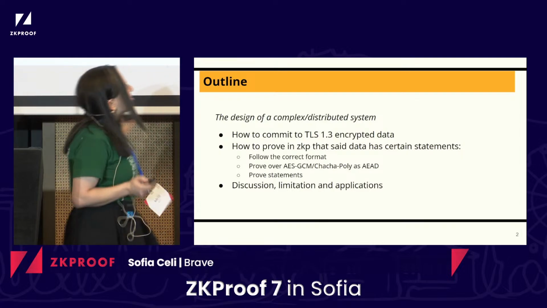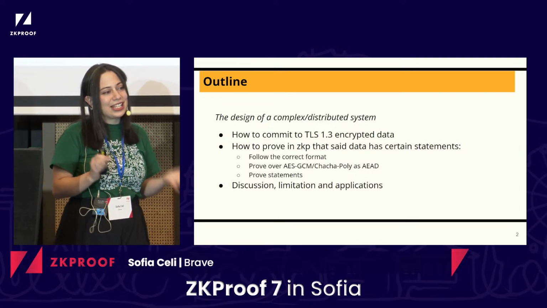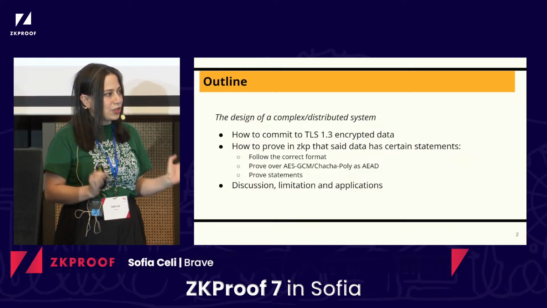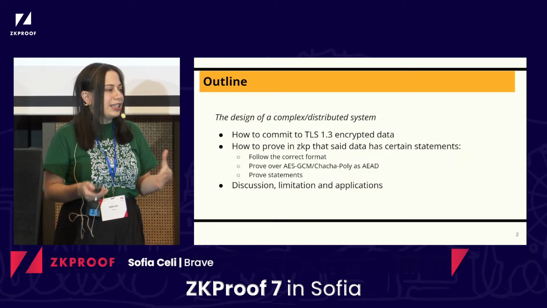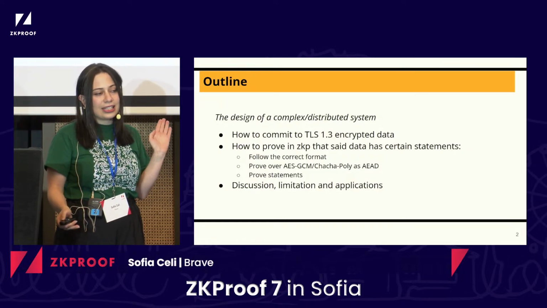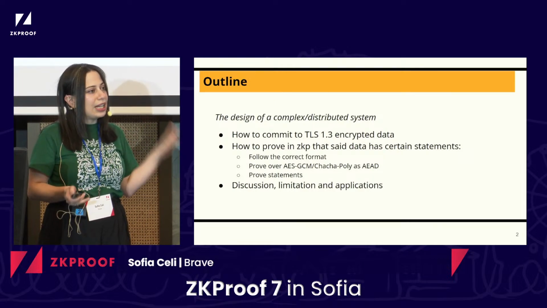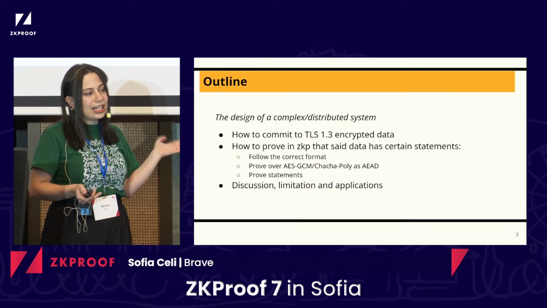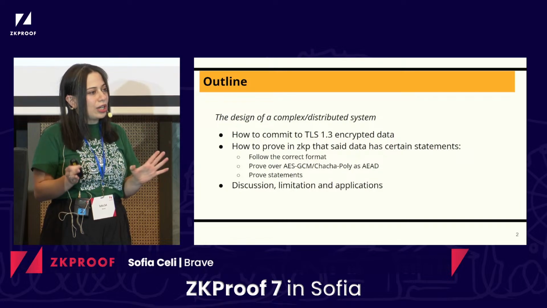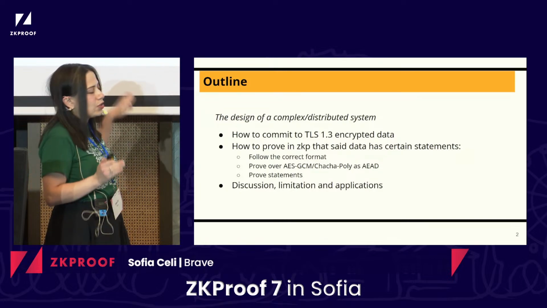Okay, so let's go for the outline. Essentially what I'm going to be talking about today, as I told you, is the design of a very complex and distributed system. What we want is to be able to attest certain specific kinds of statements about the data that is sent over TLS. The reason why we chose TLS will be clear in the next slides, but in general, we wanted to design this system, which usually comprises these three steps.